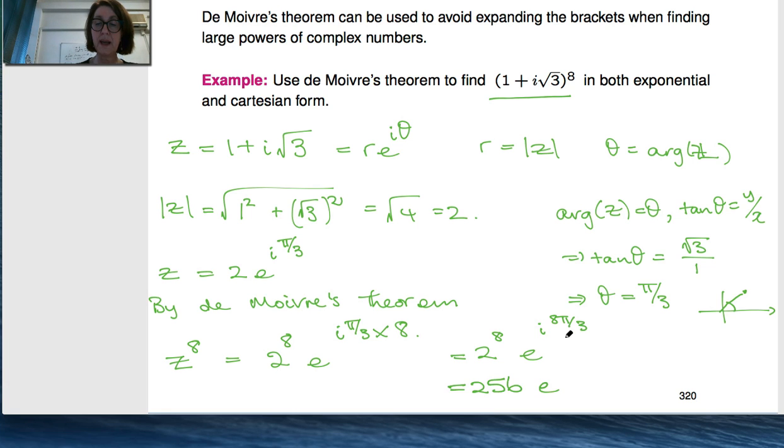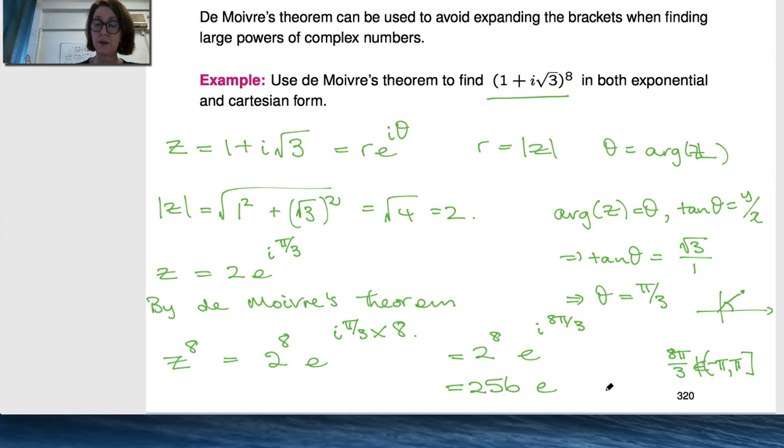And we just have to be a little bit careful here because you can see that 8 pi on 3 is not an angle in minus pi to pi. So we have to write this as an angle in minus pi to pi. If we go around the circle completely, we go around 6 pi on 3. So this is actually equal to 2 pi plus 2 pi on 3. So the angle we're looking for is just the 2 pi on 3. So this is e to the i 2 pi on 3.